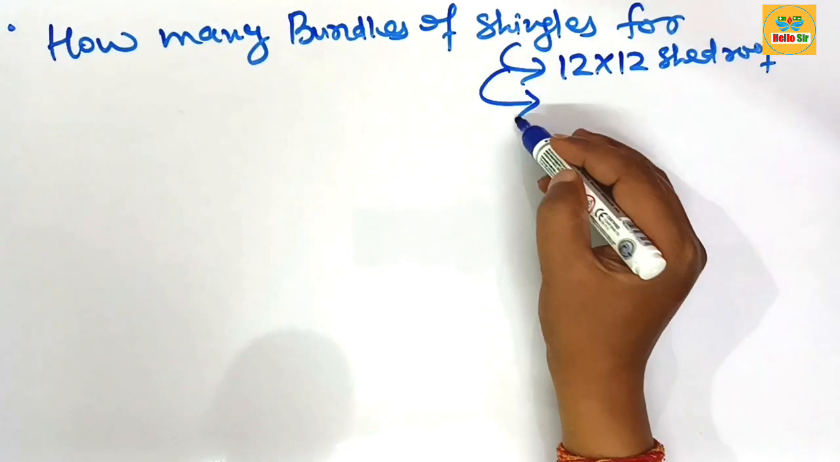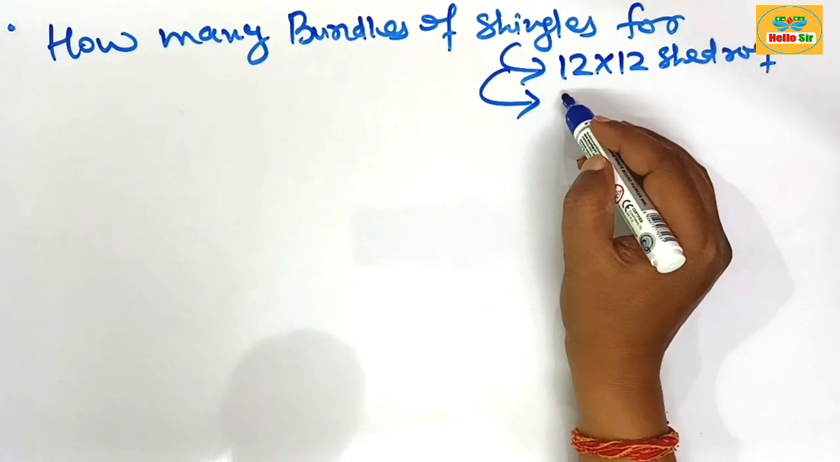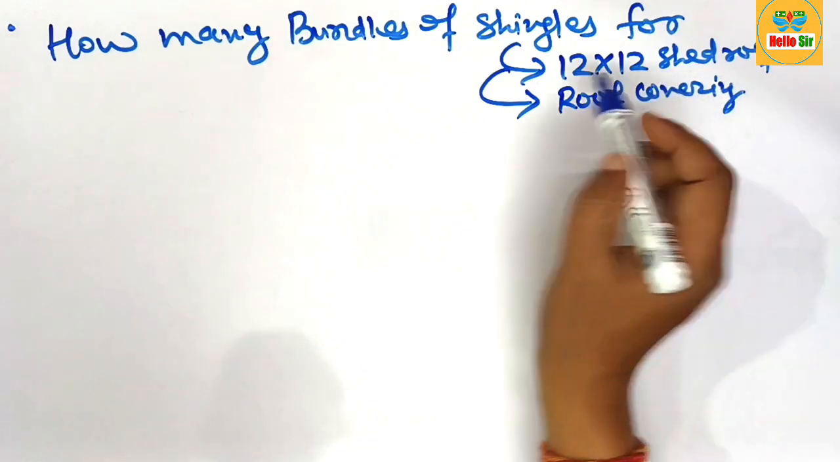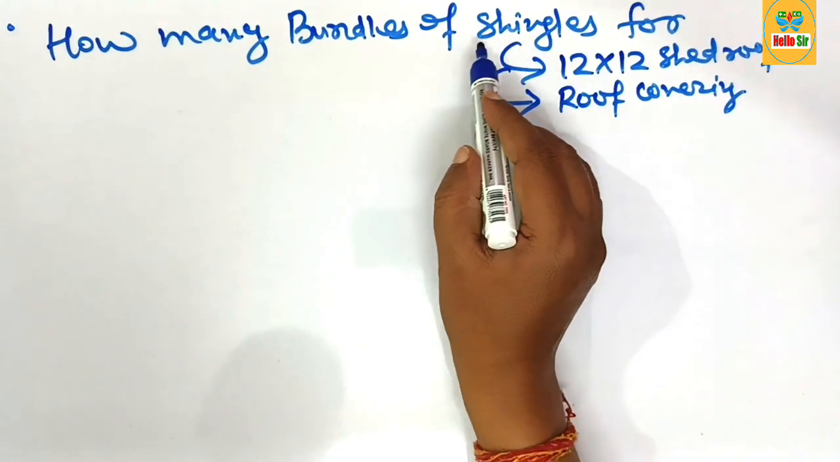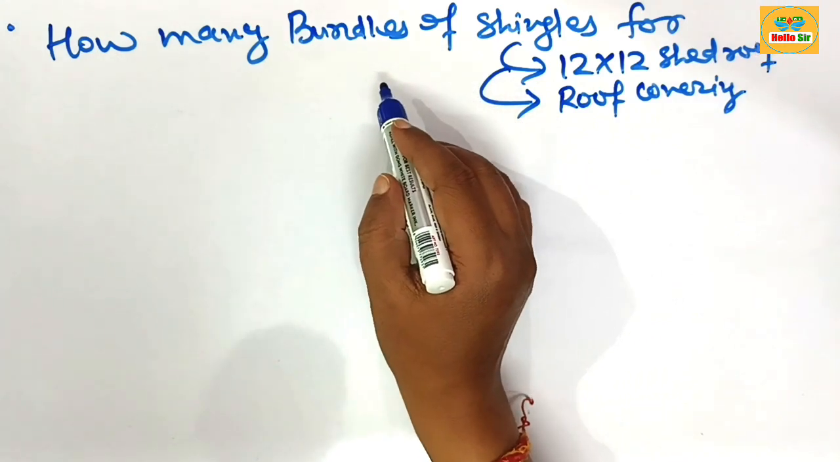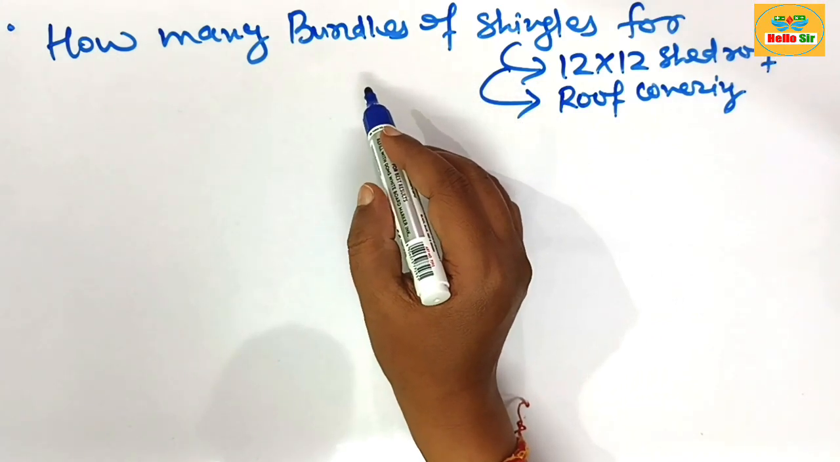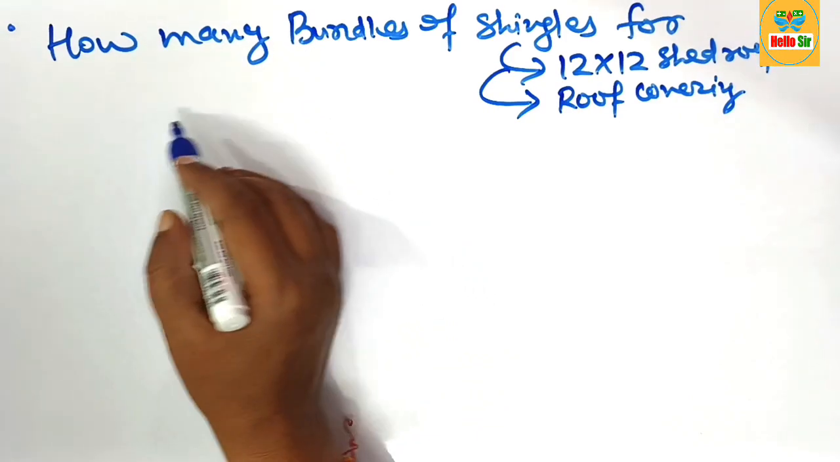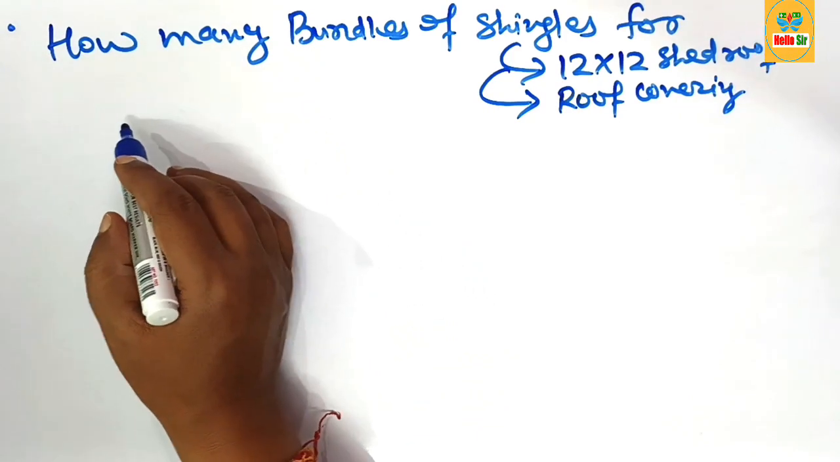As you know, shingles are building material used for roof covering, and the number of bundles of shingles required for a shed roof depends on many factors, like the dimension of the roof and the size of the roof pitch, construction requirements, and the number and types of shingles per bundle.